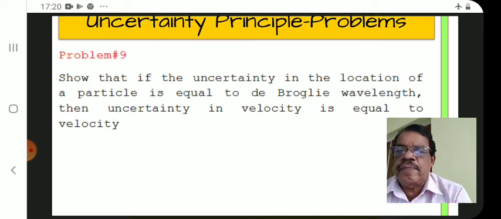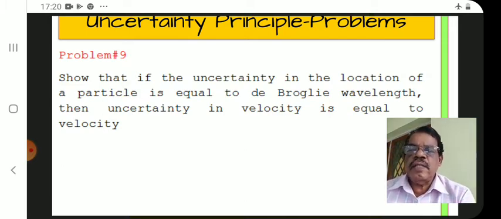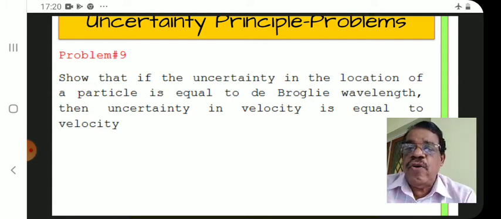This is a book work. Show that if the uncertainty in the location of a particle is equal to the de Broglie wavelength, then uncertainty in velocity is equal to velocity.